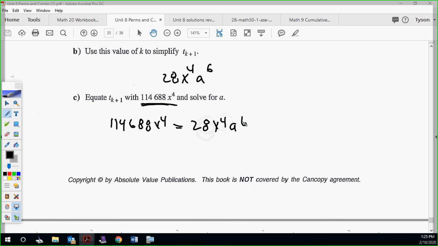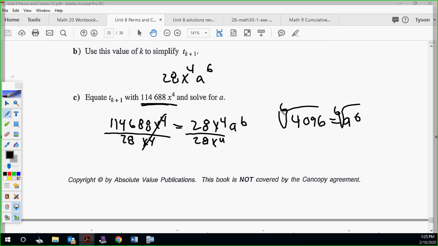So what do we want to do algebra-wise here to solve? Right, take 28x^4 off, and that's nice because it cancels the x's. So that's gone. That divided is 4,096. And now we sixth root. And you sixth root, you get the nice number of 4. It's plus or minus 4, but they told us a had to be positive, so we just write 4. Whenever you even root something, you have to consider the plus or minus, but they told us a was positive in the question.